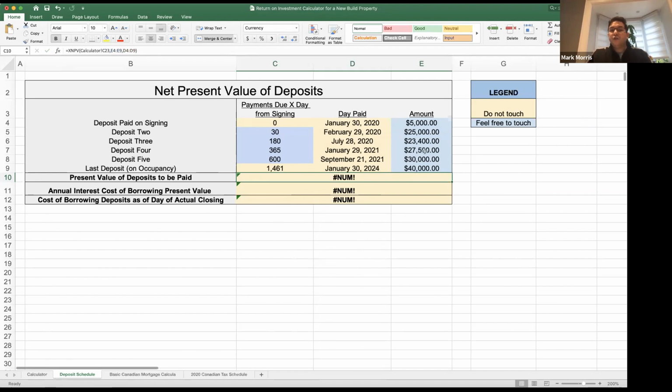What we're going to do by having this income stream here and having the days payable is take each of these figures back to the present day and say paying $5,000 on day 0, $25,000 on day 30, $23,400 on day 180, and so on, means that I am paying the global sum of X on day 1. And there's a way to do that, and I'll show you how to do that shortly.